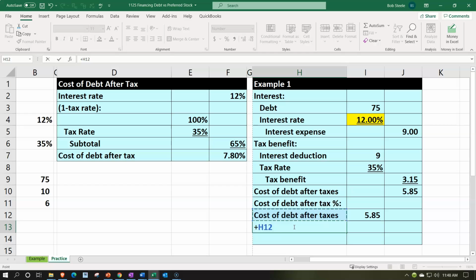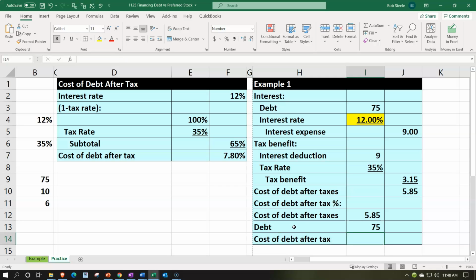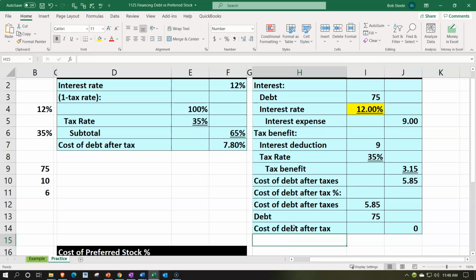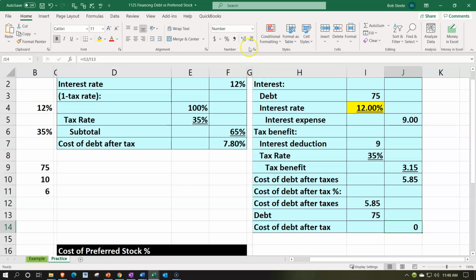And we'll compare that to the debt itself. That's going to be equal to the 75, what we started with. And that'll give us the cost of debt after tax. And we'll say that that's going to be equal to the 5.85 divided by the 75, making that a percent. Numbers group, percentify, adding a couple decimals, underlining here, font group, and underline, so we get back to that 7.8, kind of verifying what we did over here on a percentage basis.